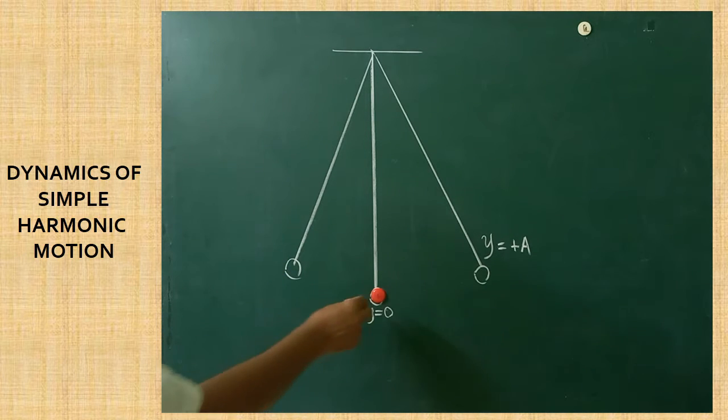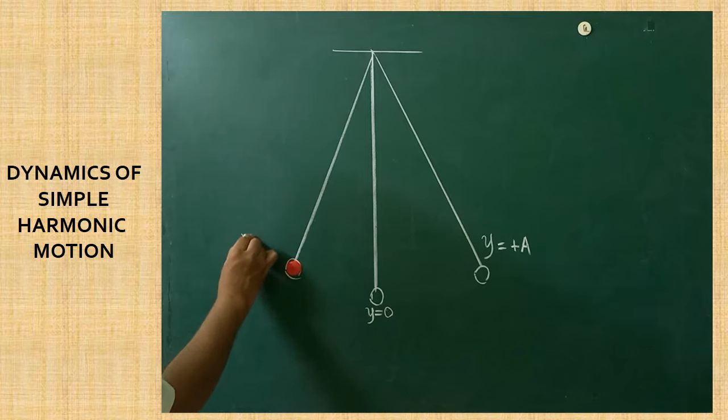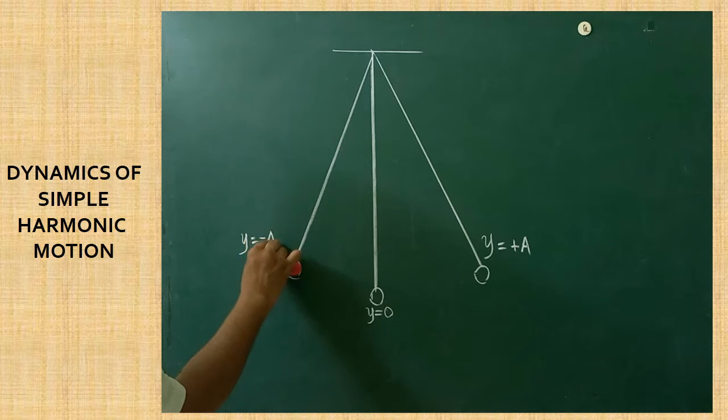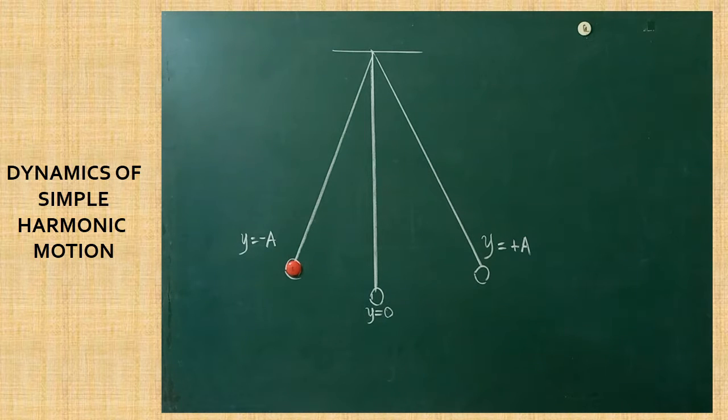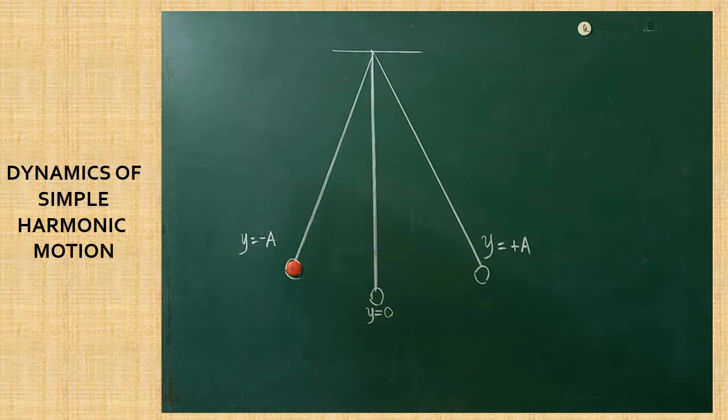When the same pendulum, the bob, reaches the negative side, at the maximum displacement, the displacement value must be taken as y is equal to minus a. Understood? So I have taught about all the displacement values, in all three positions: the mean position, the right extreme end, and the left extreme end.